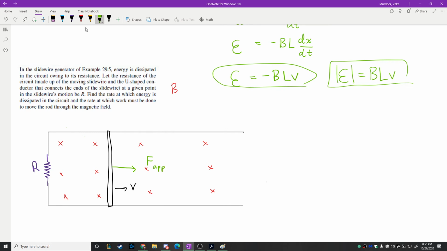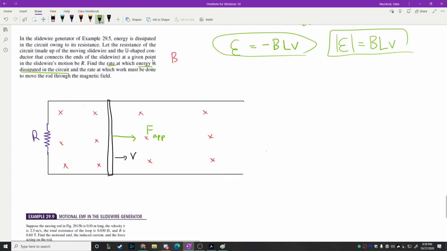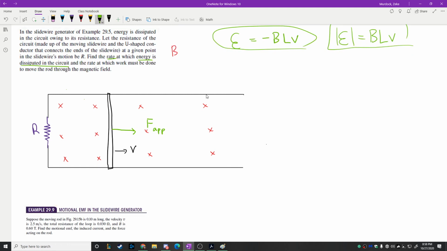All right. And what we want to calculate here is to find the rate at which energy is dissipated in the circuit and the rate at which work must be done to move the rod through the magnetic field at a constant speed. Okay. So we want to find the rate of energy dissipation, which I think we sometimes call, what's another word for that? For the rate of energy dissipation. Does that sound like any problems we've done in the past? Power, that's right, exactly, that's power. Now, how could I calculate power here?